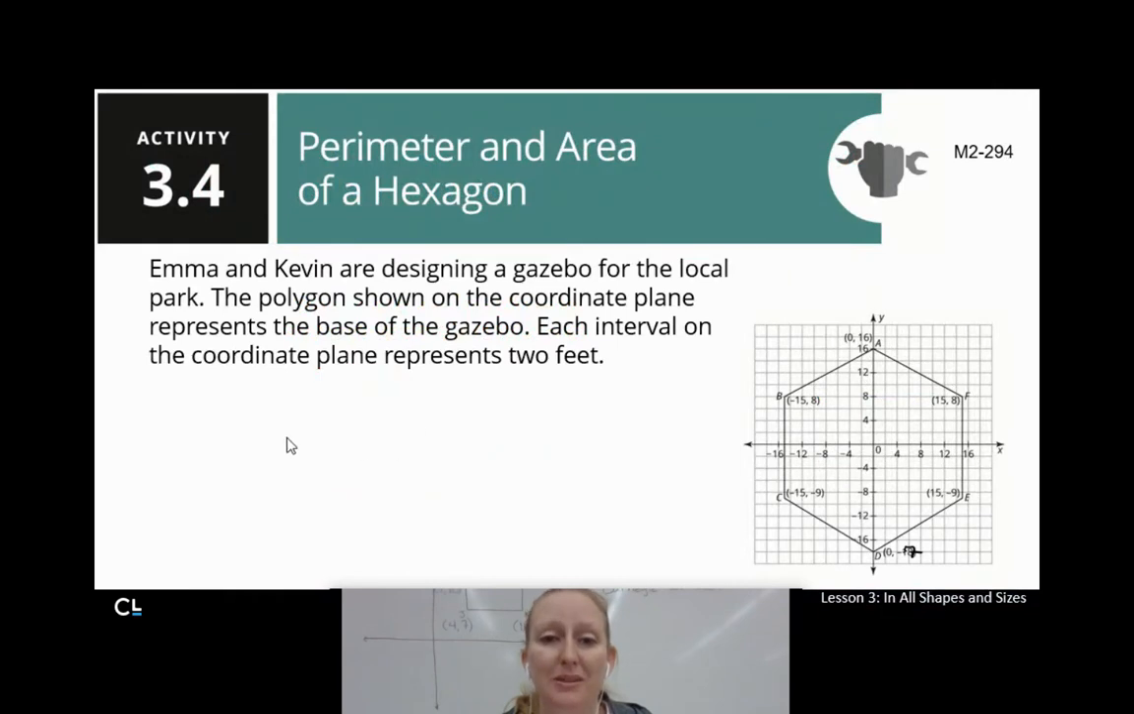Now I'm going to mess with you. Emma and Kevin are designing a gazebo for the local park. The polygon shown on the coordinate plane represents the base of the gazebo. Each interval on the coordinate plane represents 2 feet. Now they were nice enough to give us the coordinates here. Do watch out, there is a typo in your book. There's a typo in your book.